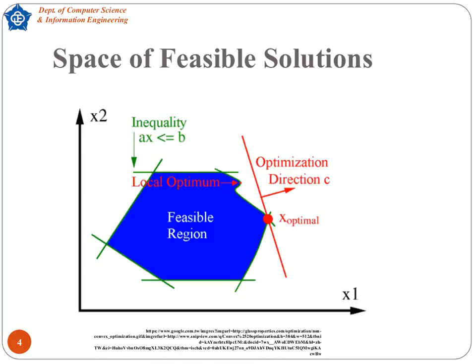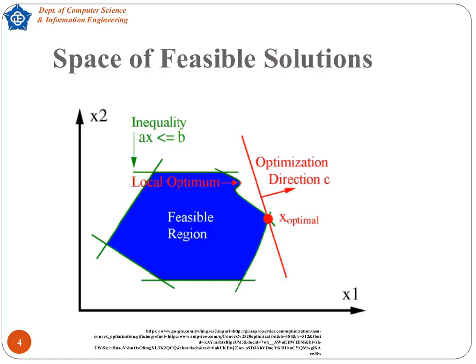Building on our earlier binary programming example, this slide illustrates the concept of a feasible solution space in constrained optimization. On the horizontal and vertical axes, we plot our decision variables, x1 and x2. The blue polygon shows all points that satisfy the constraint inequalities, the feasible region, while each green line represents one inequality of the form A is less than or equal to B. Notice that this region is non-convex. The inward dent along the top edge creates more than one locally best point. The red label local optimum marks a solution that's optimal in its immediate neighborhood, but not the overall best.